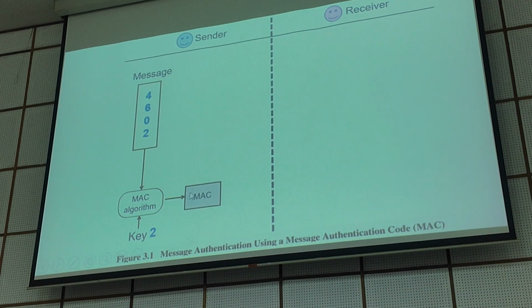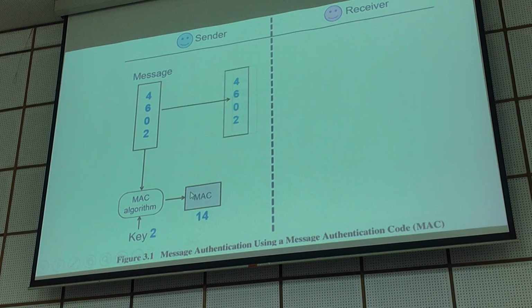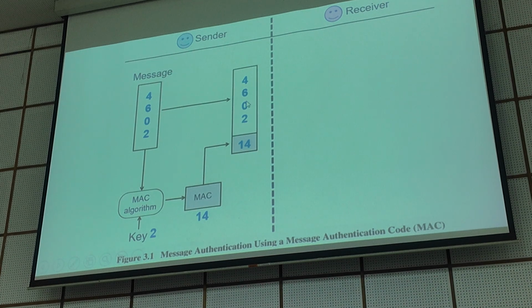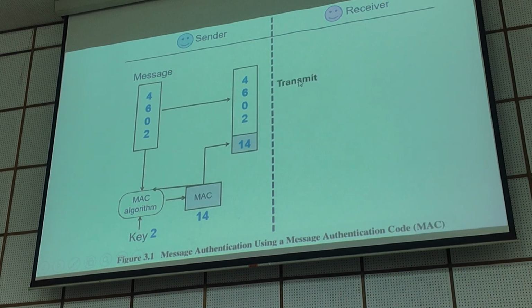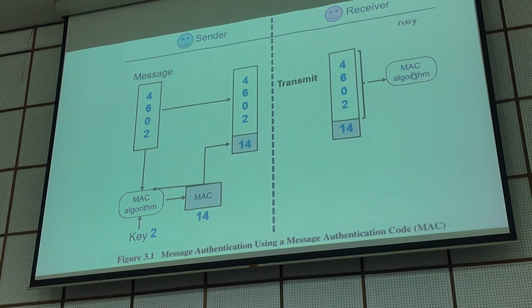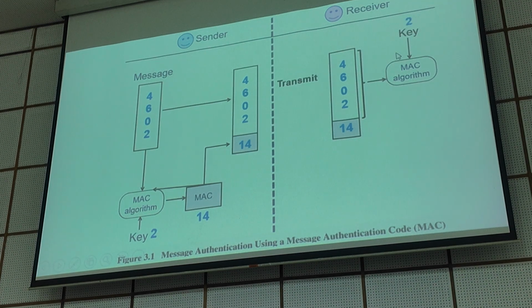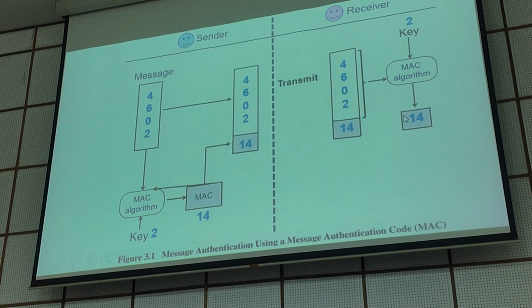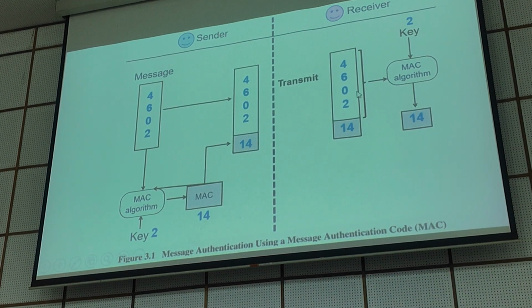After you get this code, you attach it to the message, and then you send it to the receiver. The receiver receives it and uses the MAC algorithm and the key to generate the MAC code. After generating the MAC code, it compares this generated MAC code with the MAC code that is attached to the message.